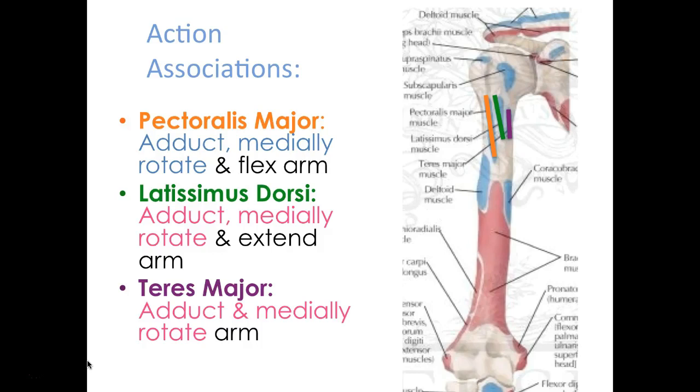You see that all these are lined up right next to one another, so they are all going to adduct and medially rotate. They're all doing those same functions because they are inserting at similar places. The only difference is pectoralis major is anterior, so that is also going to flex the arm. Latissimus dorsi is posterior, so that is going to extend the arm. And teres major is just a small muscle, so it has no additional action.